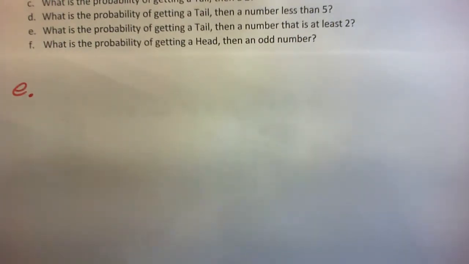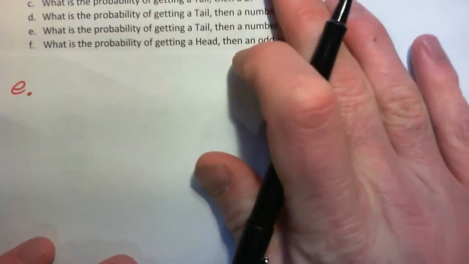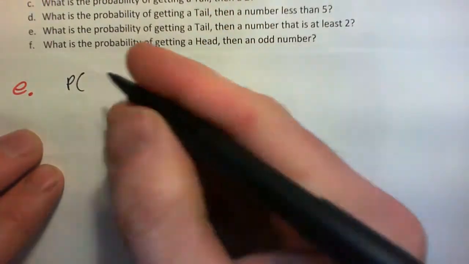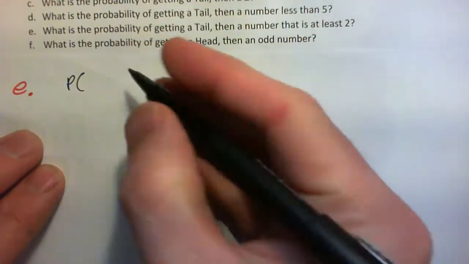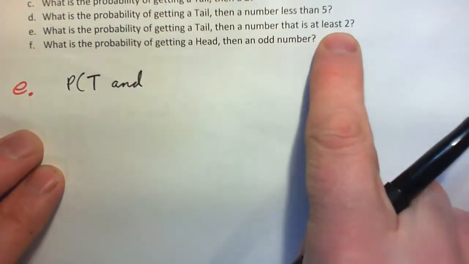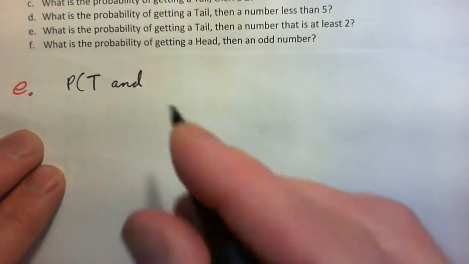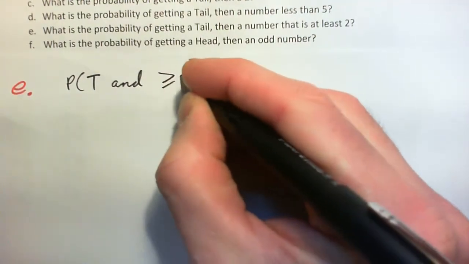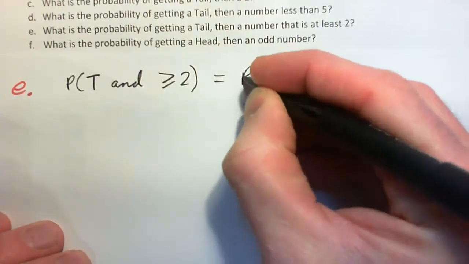Now, you can just write down the probabilities, right? You don't have to do the P of this and the P of that. I just do it because I'm the math teacher and I like to show that I'm using the formula. But if you don't want to use it, as long as you get the answer and understand what you're doing. But I'm just going to do it for fun. Probability of tail and a number that is at least 2. So that would be 2, 3, 4, 5, or 6, right? Greater than or equal to 2, right?